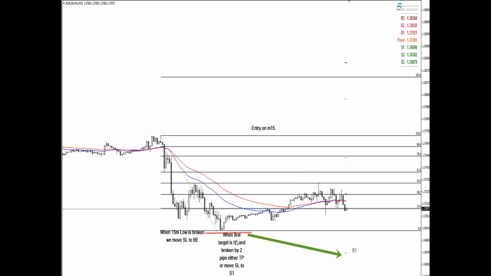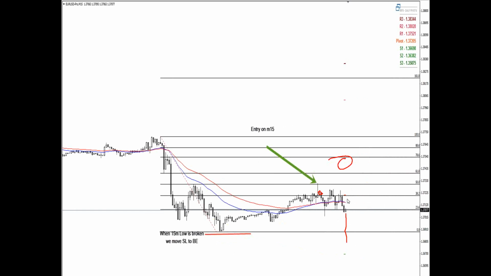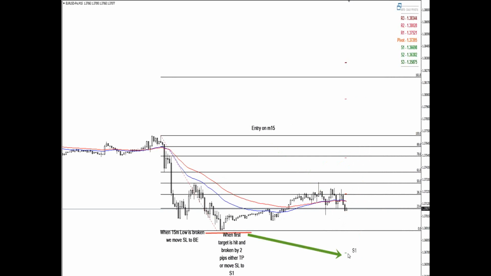And now, when the first target is hit, so this is your first target. This is free ride. That is how we call it, free ride. Now, when this level is hit and broken by 2 pips, you move your stop loss to S1. So if the price goes here and breaks this level by 2 points, you immediately put your stop loss here. So effectively you trade it from here to here, and you can see on the chart it's 22.